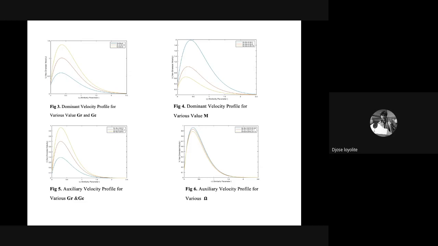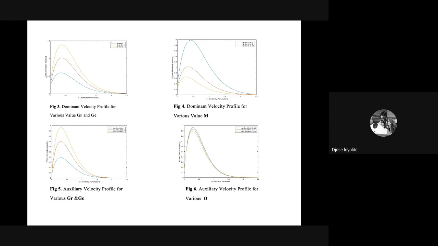It is observed that as the magnetic field increases, the velocity falls. When m is equal to 1, the profile shows like this. When m is equal to 5, the velocity decreases from here to here. Similarly, we have the secondary velocity profile for Gr/Gc, and this also shows the same pattern.